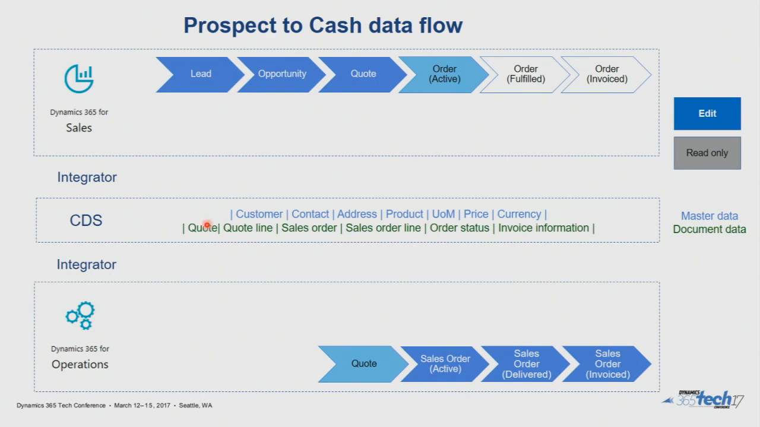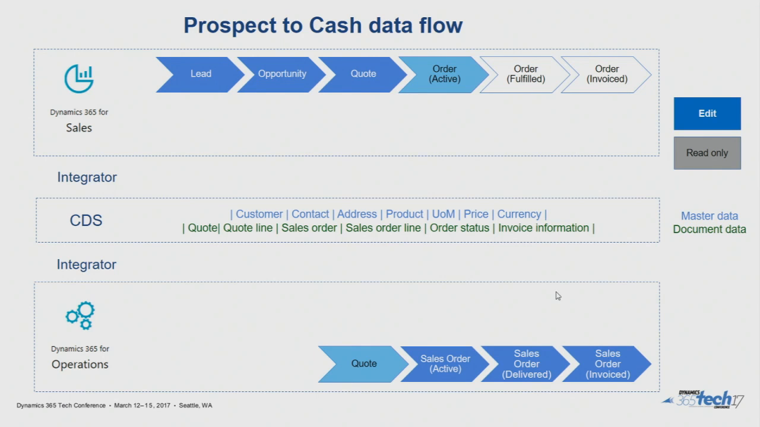Here we have a bunch of entities that will ensure that the data can flow. We also have entities obviously in sales. Moving on, we have the integrator again, making sure that data arrives into operations or is sent from operations. So here we can pick up the quote or the sales order, deliver it, and invoice it.